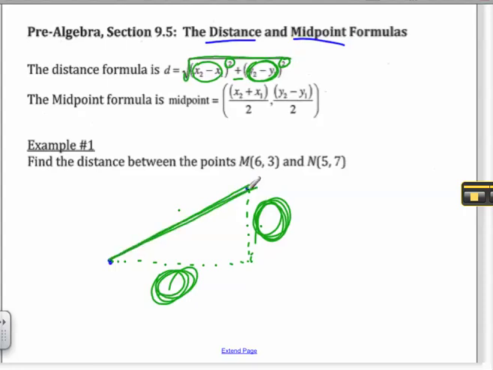Now we're going to do some practice with that in just a minute. Do you see where the formula comes from? It's just Pythagoras. It's as if I was saying a squared plus b squared equals c squared, but I don't want to know what c squared is. I want to know what c is. So I have to put the square root over it. When I subtract the x's, that gives me a. When I subtract the y's, that gives me b.